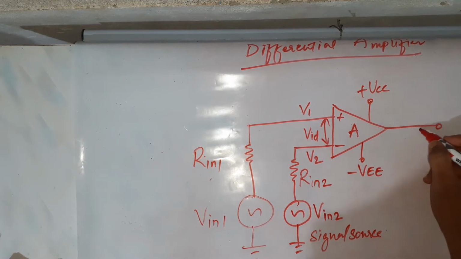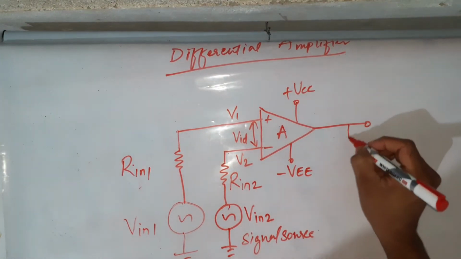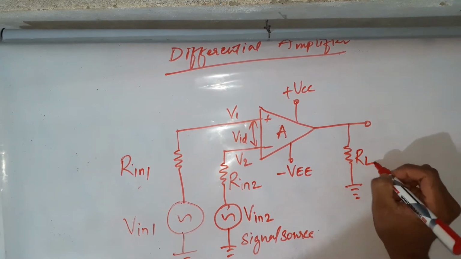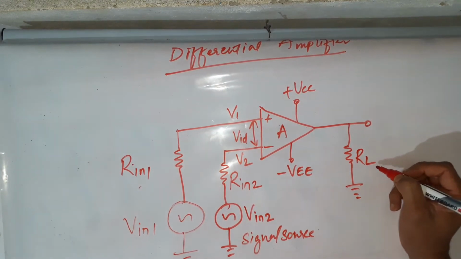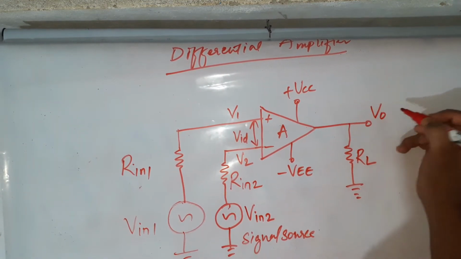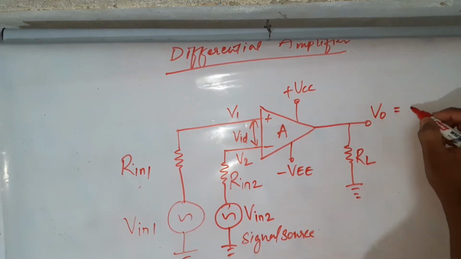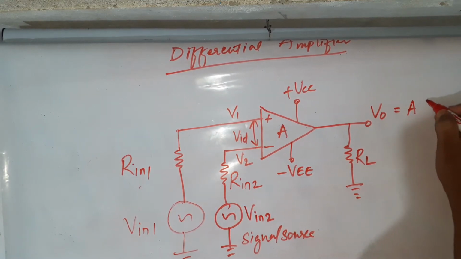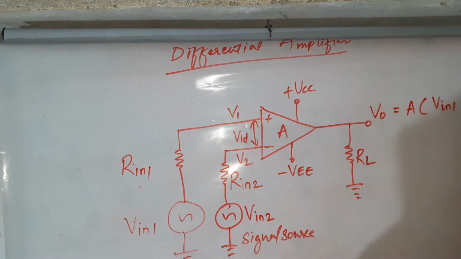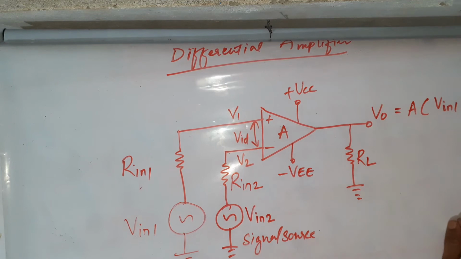Output side, maybe one RL, load resistance, L stands for load resistance connected. Fine. So what will be this? This should be your output. So output will be gain multiplied by A, the difference in input, V in 1 minus V in 2, right? This is how a differential amplifier is denoted. Fine.